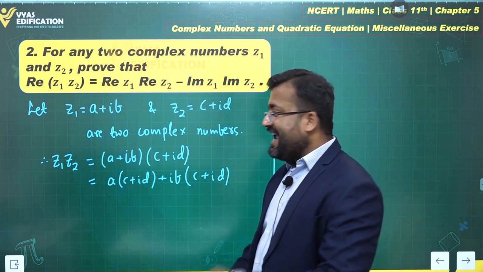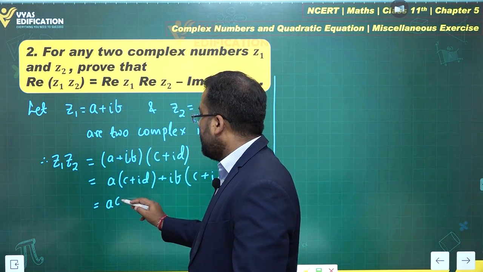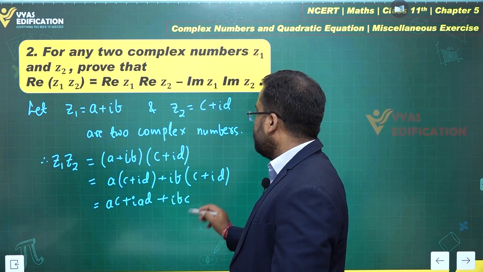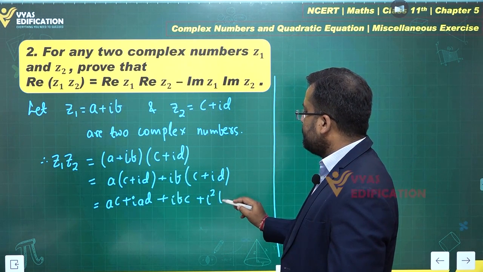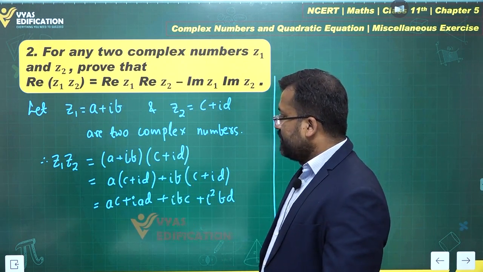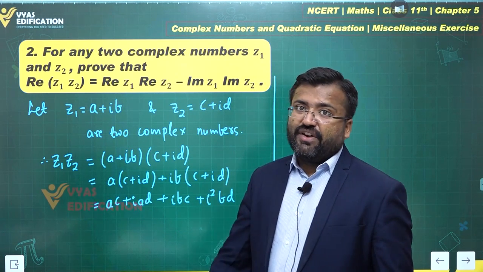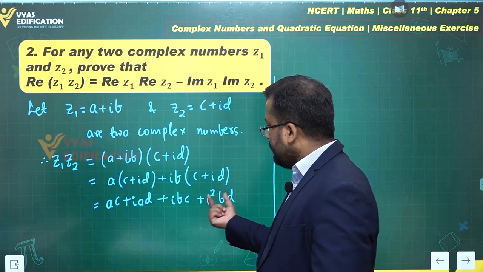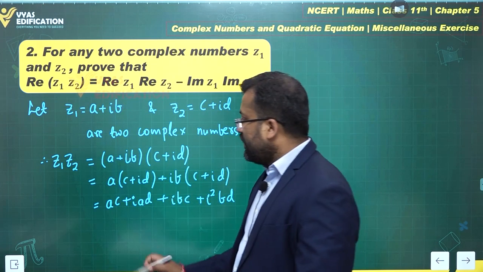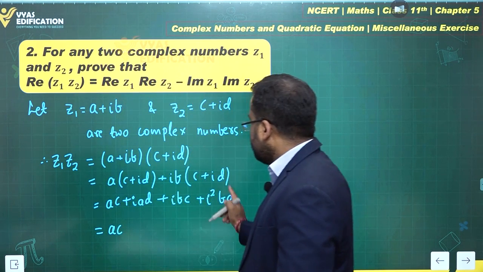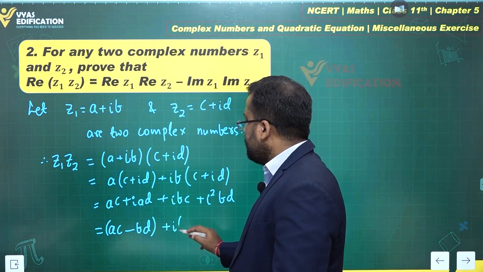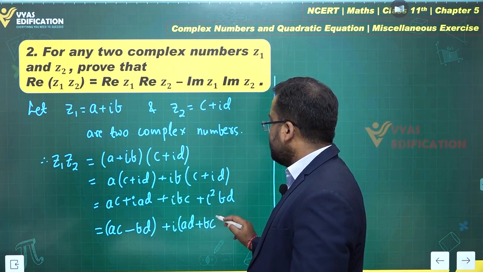Then a gets multiplied further with c, and this is i times ad, plus i times bc, plus this is i square times bd. Can you observe that? i times i will become i square, and b times d will become this. And this i square can be simplified further: i square is simply equal to minus 1. Now this will be a real part, this will also be a real part, and these are imaginary parts. Can we add up the real parts together? Yes. What we'll get is ac minus bd plus i times ad plus bc.